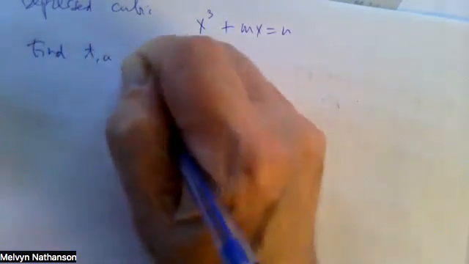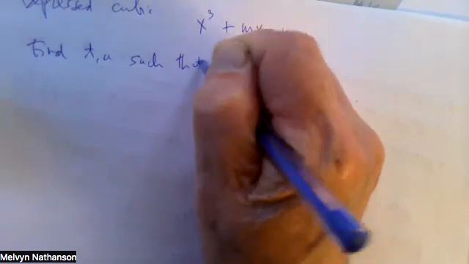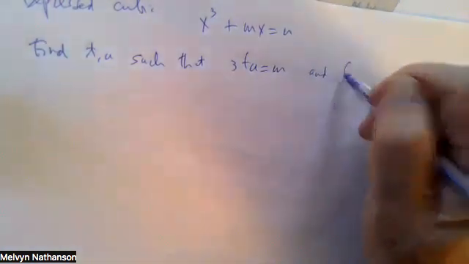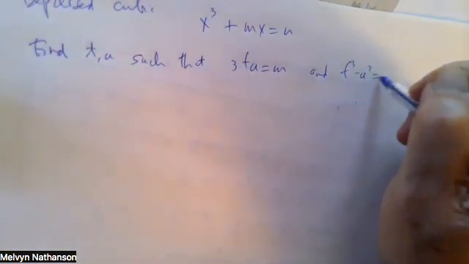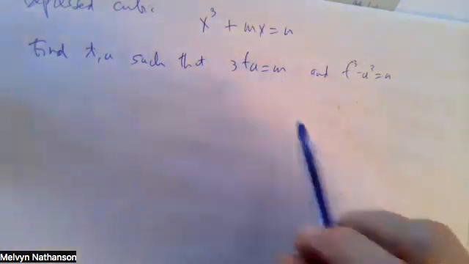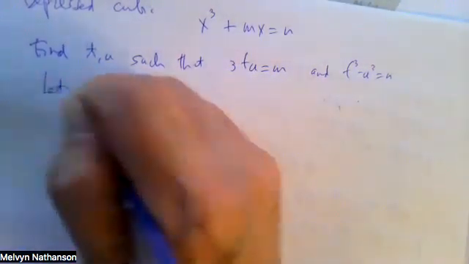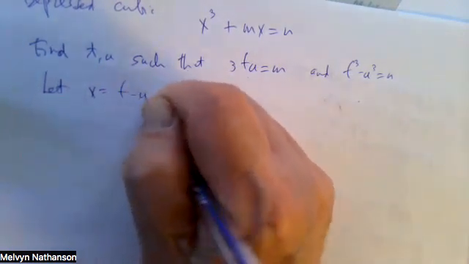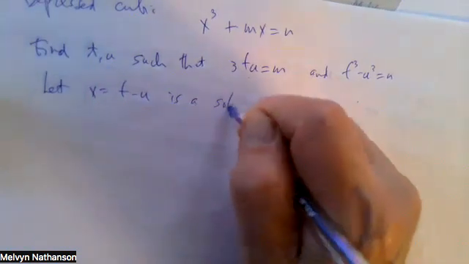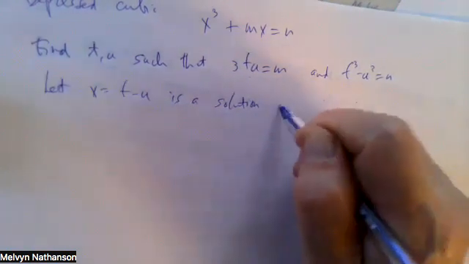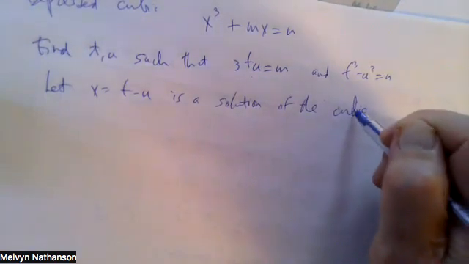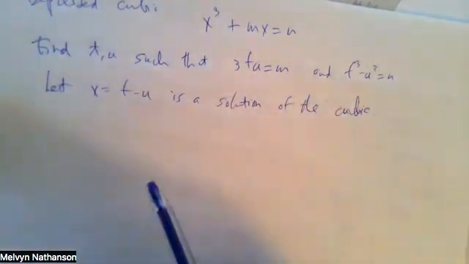Find numbers t and u such that 3tu equals m and t cubed minus u cubed equals n. If we can solve these two equations, then x equals t minus u is a solution of the cubic. Right?